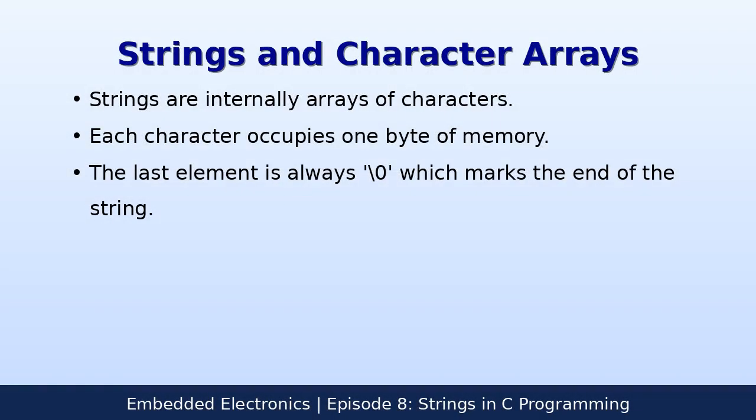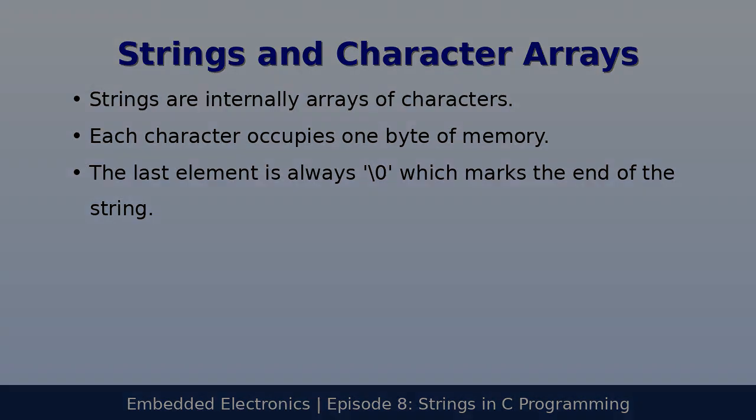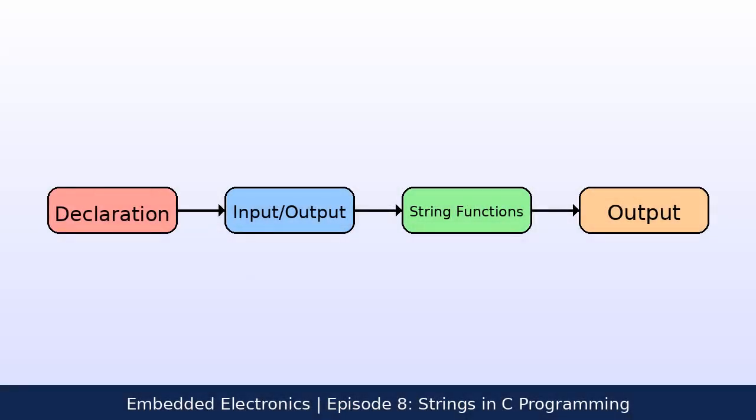Internally, strings are stored as character arrays, where each character takes 1 byte, and the last position stores the null character to mark the end. This diagram shows how strings are declared, read, processed with functions like strlen, strcpy, strcat, and strcmp, and finally displayed as output.